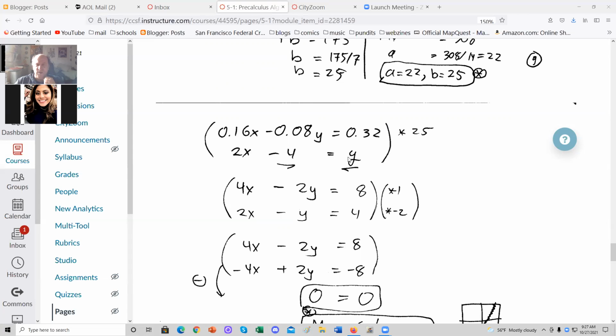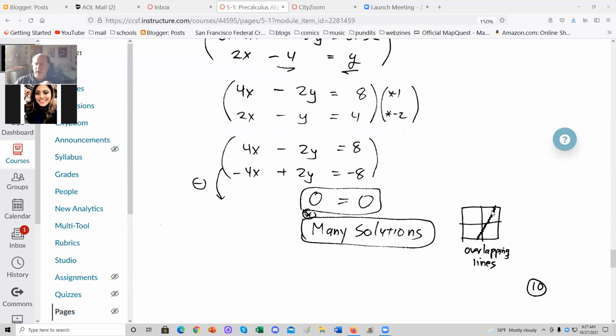Now, when you get 0 equals 0, that means this original system had some redundant equations. It's telling you things you already know, just as you know that 0 equals 0. And if you graph them, you get the same line twice, overlapping lines. Therefore, there are many solutions. So if you get overlapping lines or 0 equals 0 when you do elimination, then there are many solutions.